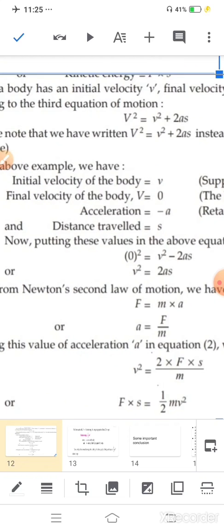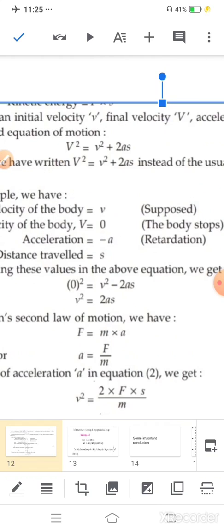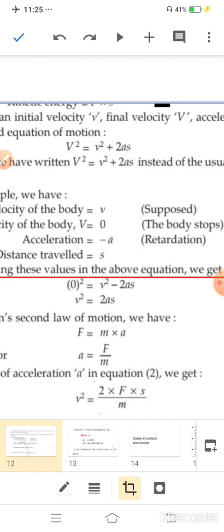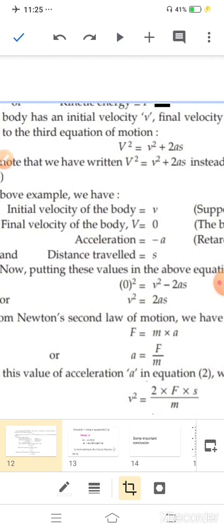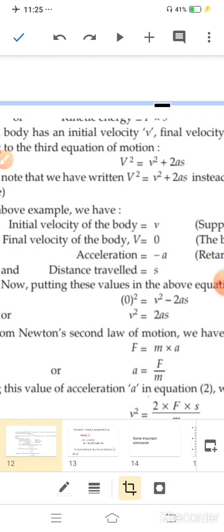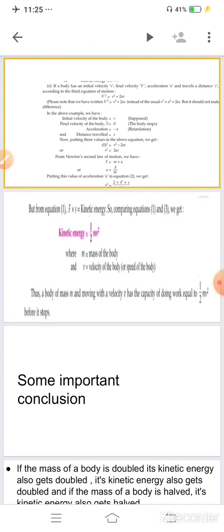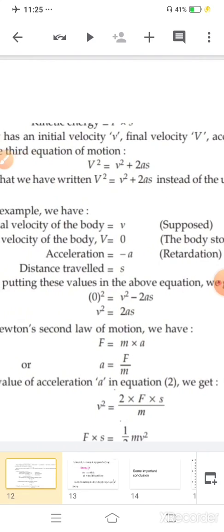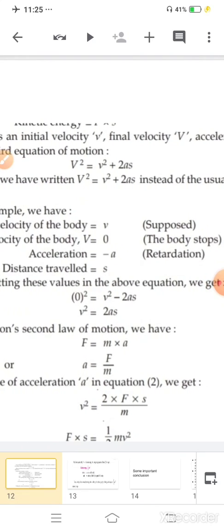From Newton's second law of motion, F is equal to ma. So a is equal to F upon m. Just put this value of a over here. So you will get v square is equal to 2 into F into S upon m. Clear?